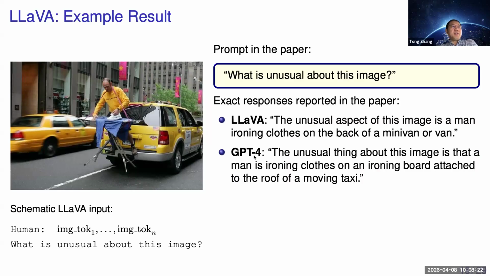And GPT says the unusual thing about this image is a man is ironing clothes on an iron board attached to the roof of a moving taxi. So this is certainly better, because this is a much smaller model, right?